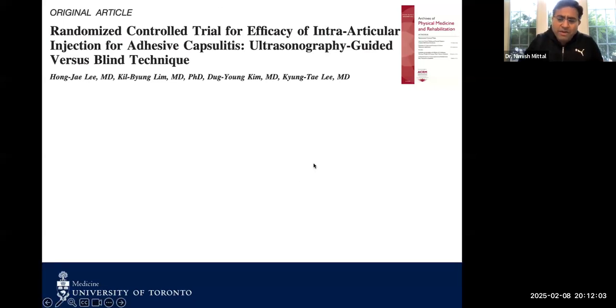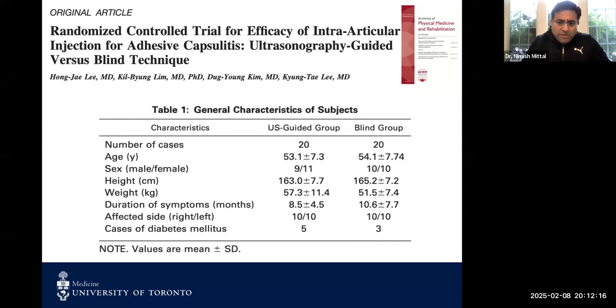And at that point of time, we figured out that we could actually, in this study, they did a randomized controlled trial looking at the difference in efficacy of a blind procedure versus an ultrasound guided procedure. Number of cases were 20 in both of the groups. They randomized them quite properly. Baseline characteristics were very, very similar.